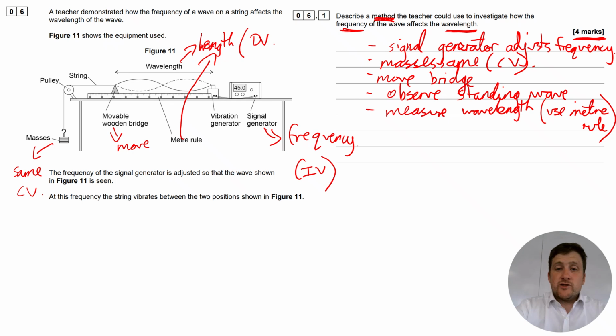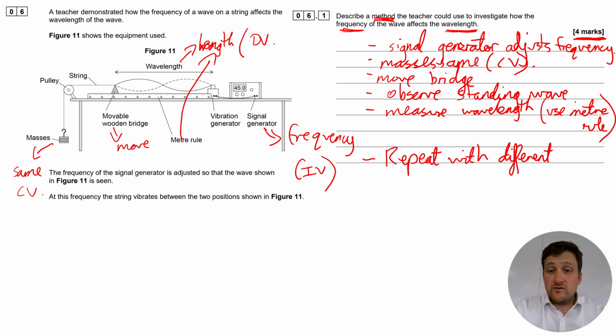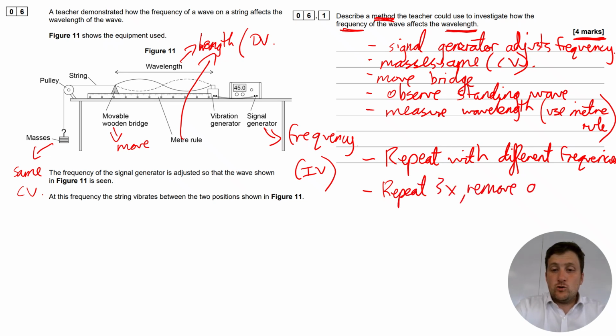Okay, that's our method. We've done it once. This is where it comes into getting up to those 3 or 4 marks. Repeat. So we're going to repeat with different frequencies. That's our independent variable, because we're repeating it and we're changing the frequency. And what else? Well, repeat 3 times, remove anomalies, always, always, always, last but not least, calculate a mean.